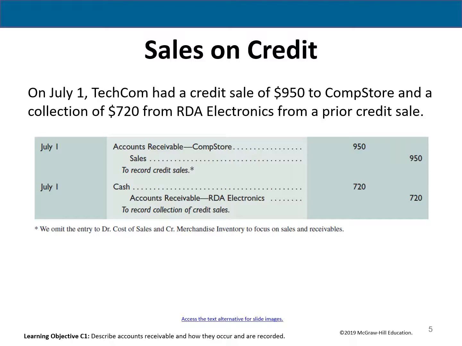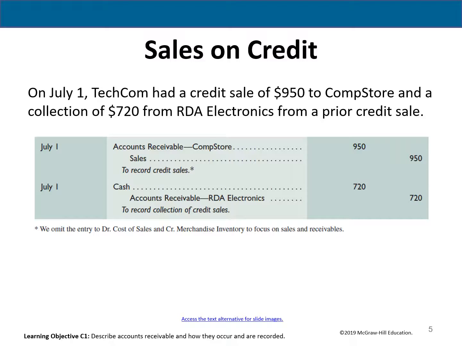Now, how do they occur? We'll take a look at an example. July 1, TechCom had credit sales of $950 to CompStore and a collection of $720 from RDA Electronics from a prior credit sale. So the day they sell to CompStore on account, on credit, they debit accounts receivable and credit sales or sales revenue. When they receive cash on account or from a prior credit sale, they'll debit cash for the dollar amount and credit accounts receivables.